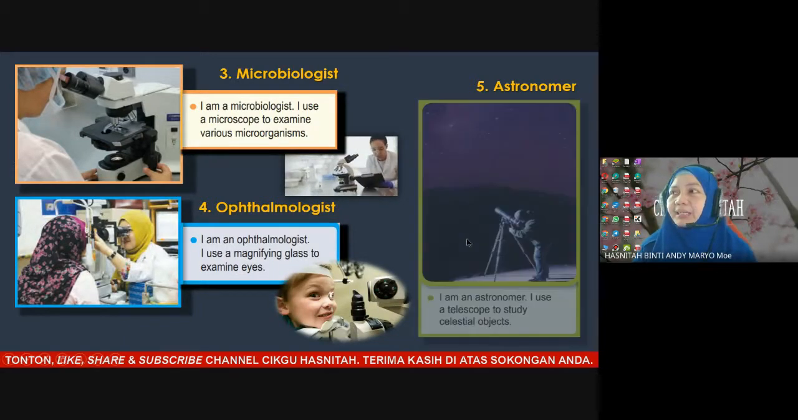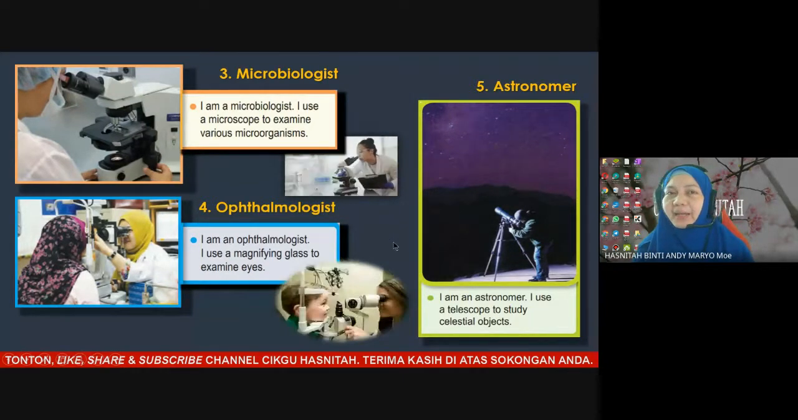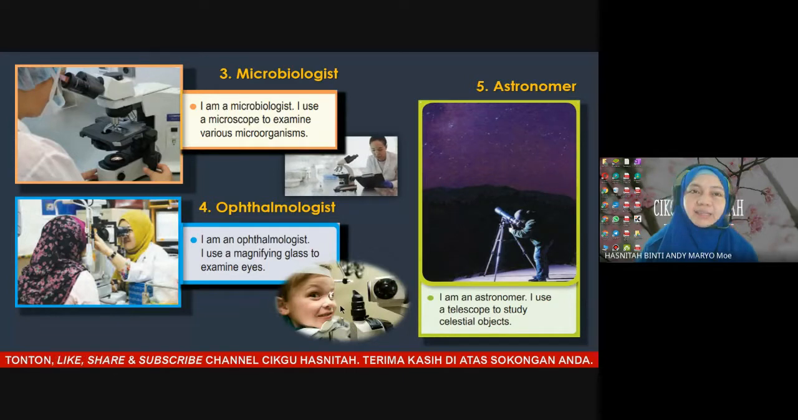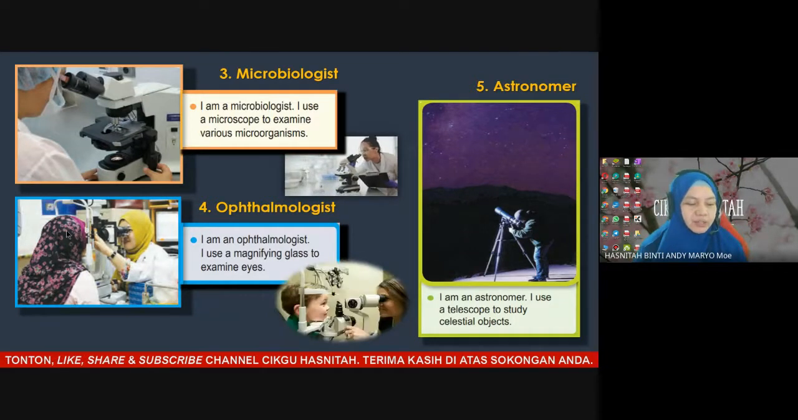Okay, and last but not least, we have astronomer. An astronomer is a person who studies astronomy, and they mostly use telescopes, for example, to study celestial objects. So these are a few jobs and careers related to lenses. Again, you can find them in your textbook on page 264. All right.